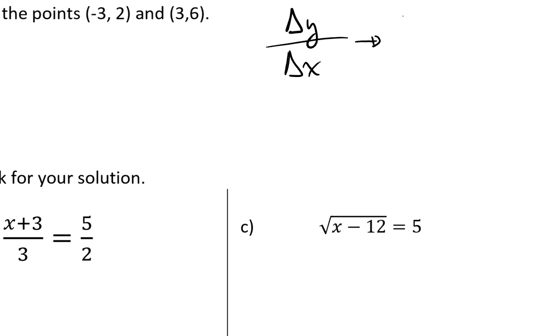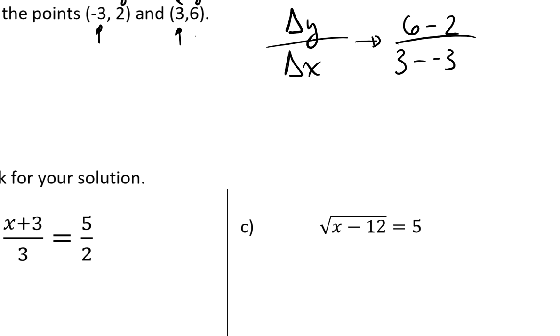So I could, for example, write the change in y as 6 minus 2. Here's a y value and here's another y value. So I'm just taking the second y value and subtracting the first y value. And then I'm going to divide that by my change in x. I'm going to use this x value, 3, and subtract negative 3.